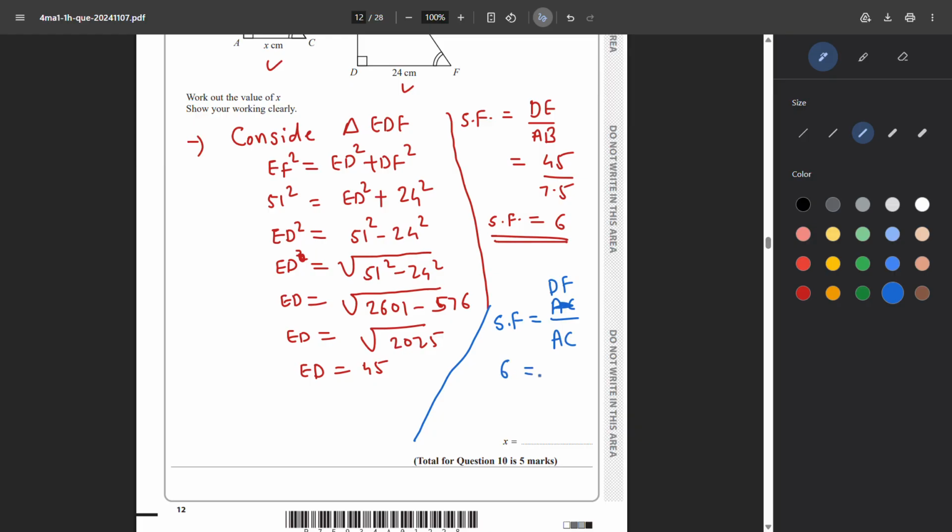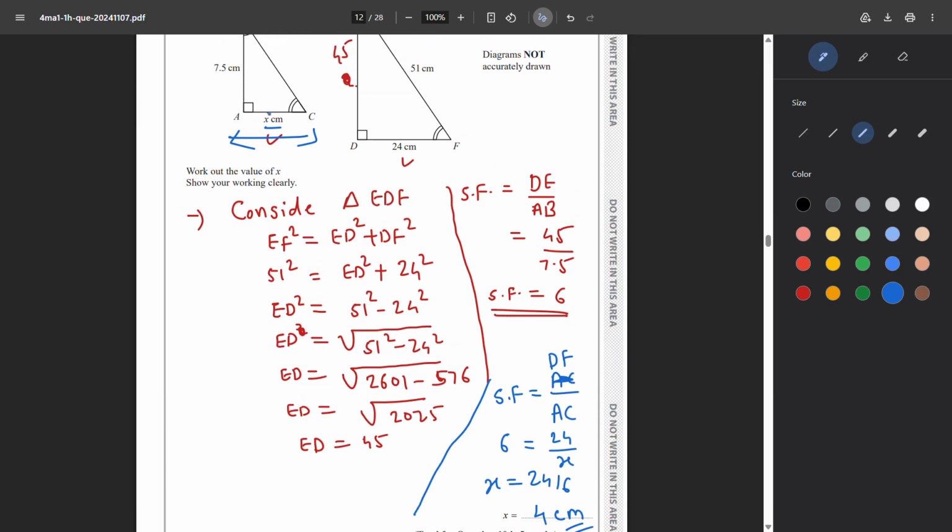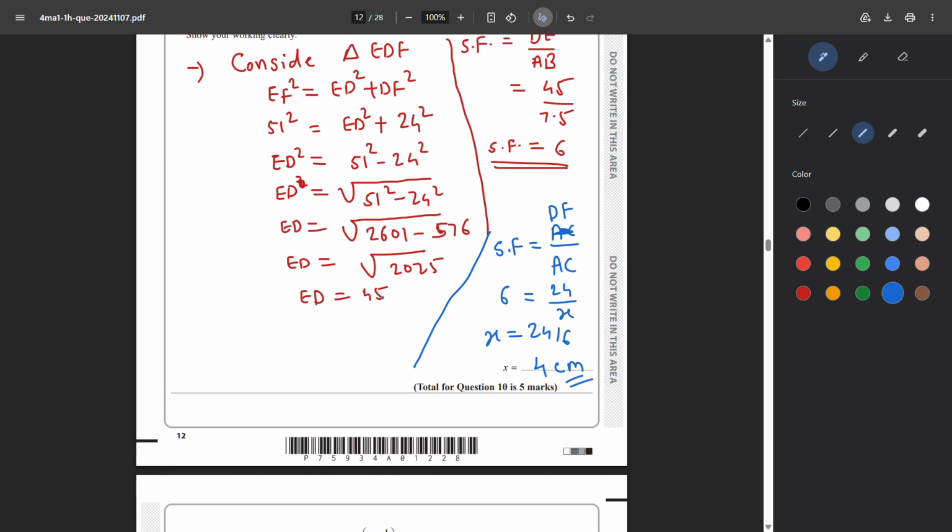So the scale factor 6 is equal to DF, we have 24, over AC, which we have to find. AC means this value, that is X, right? I'm just multiplying both sides by X, so you will get X is equal to 24 over 6, that is 4 centimeter. So by using the scale factor, if two triangles are given, you can easily find any side of a triangle. I hope this question is clear.